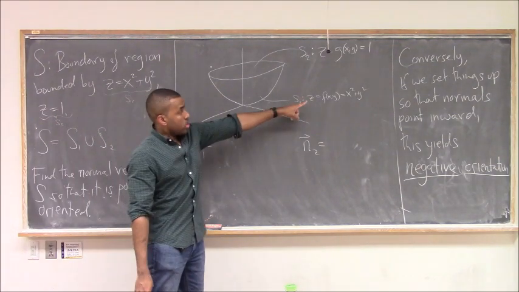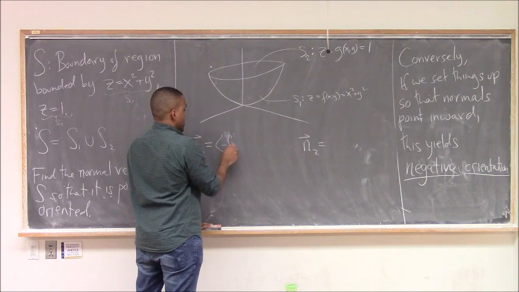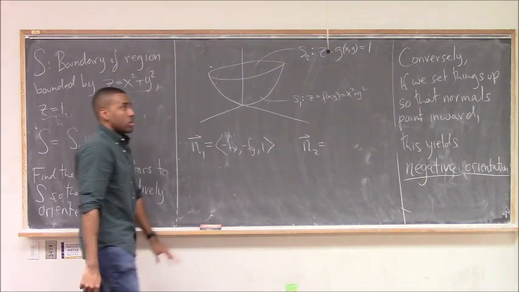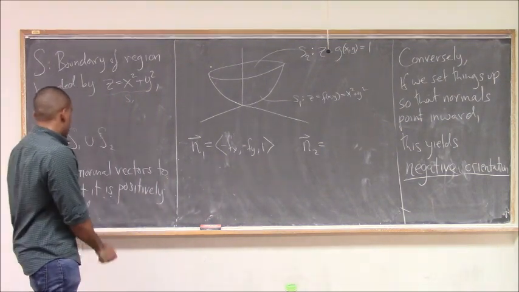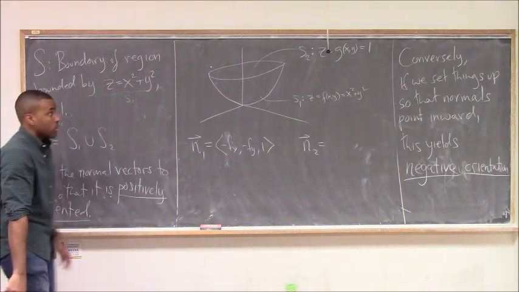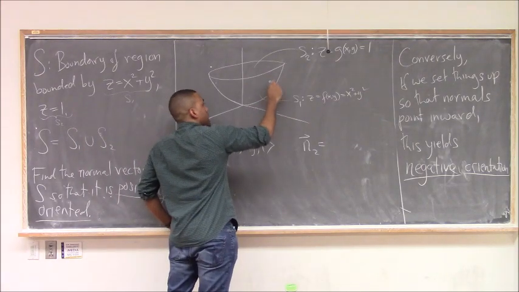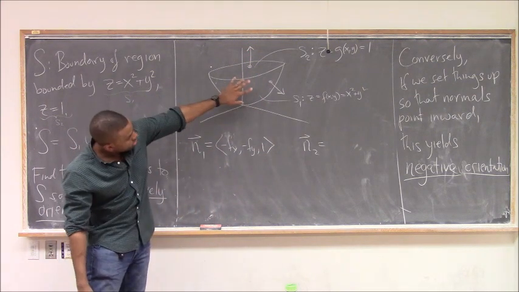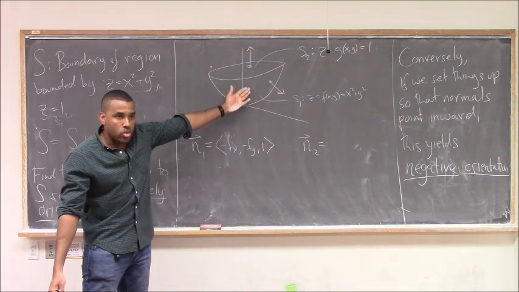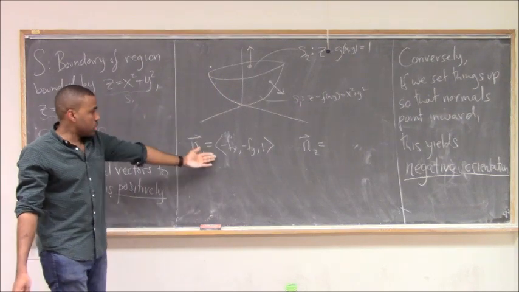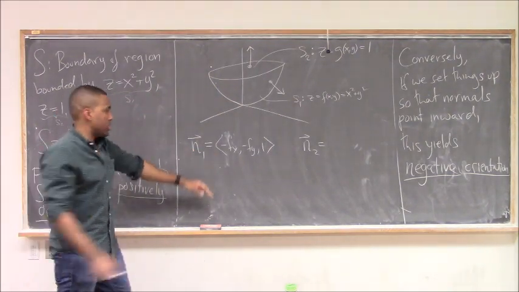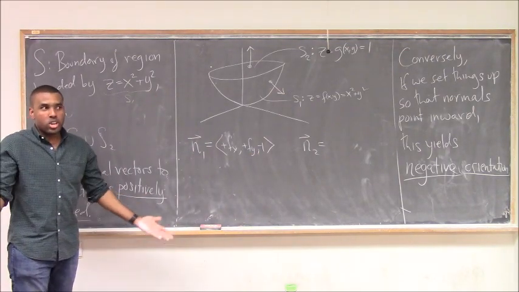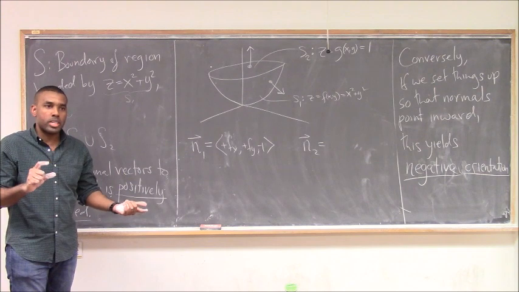So for this one, I can use that formula, minus fx, minus fy, positive 1. Now, I know I need to be positively oriented, right? Which means I need the vectors to point like this and that. Meaning on S1, my vectors need to be pointing down, right? So is this the right formula? No, I would take the negative of that. Right? Not just you regurgitating a formula. You'd have to know how to tweak the formula to get what you want.